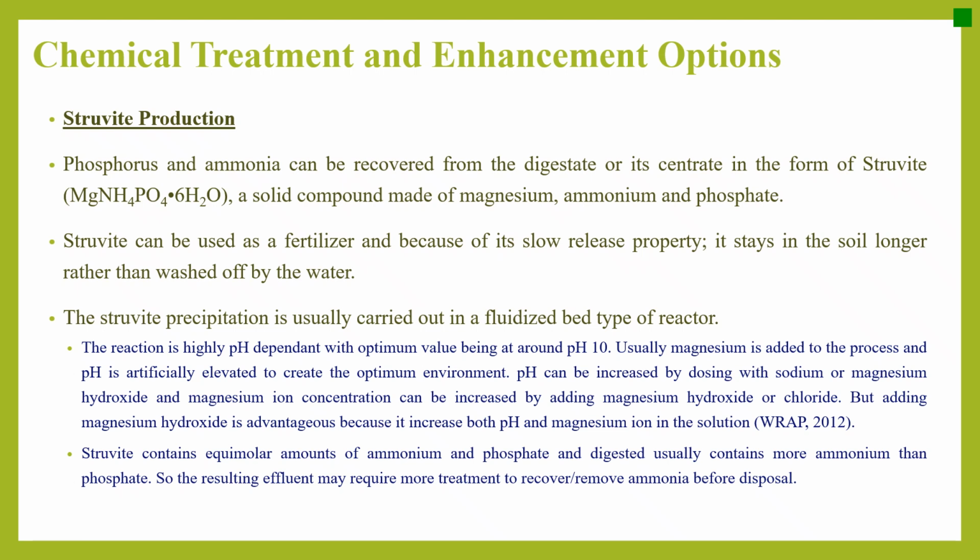Struvite contains equivalent amounts of ammonia and phosphate, and digestate usually contains more ammonium than phosphate. So the resulting effluent may require more treatment to recover or remove ammonia before disposal.